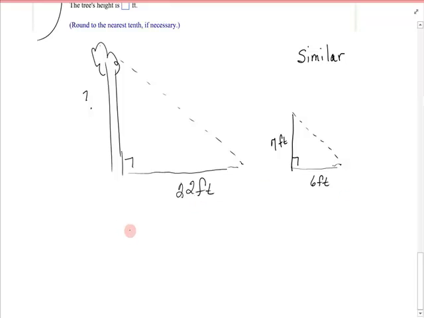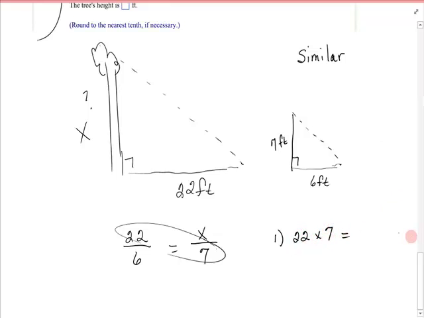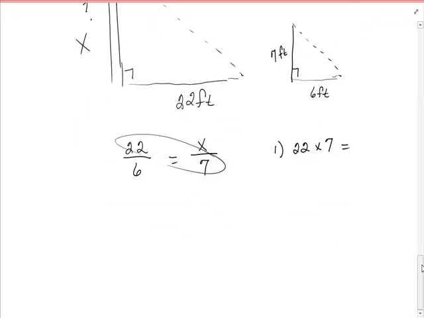We know that 22 is to 6. Those are the shadows. As question mark, I'll use letter X. X is to 7. 22 is to 6 as unknown X is to 7. All I have to do is solve this. Step 1, I'm going to multiply 22 times 7. It's 14, carry the 1. That's 154.